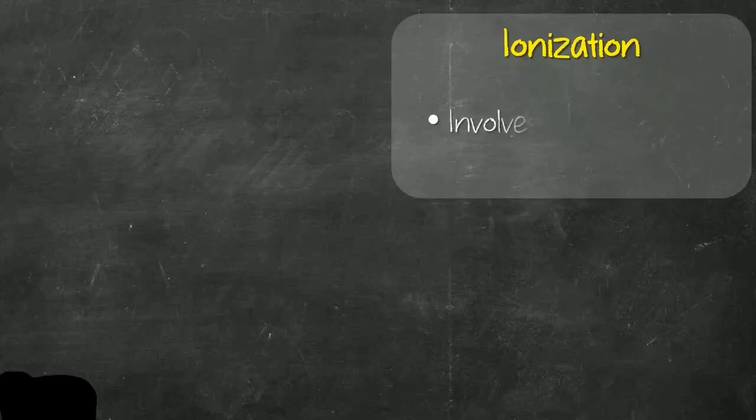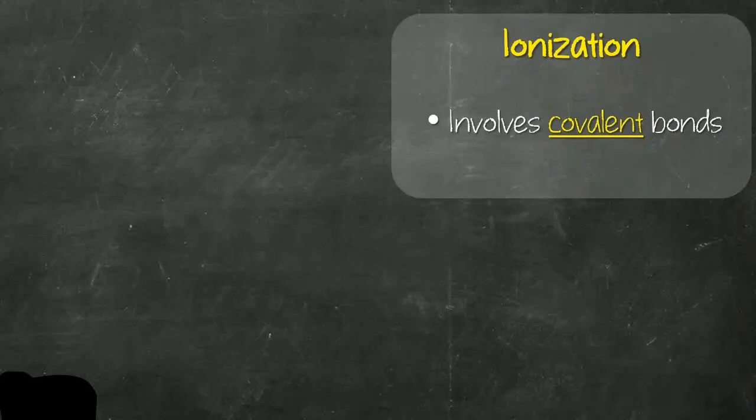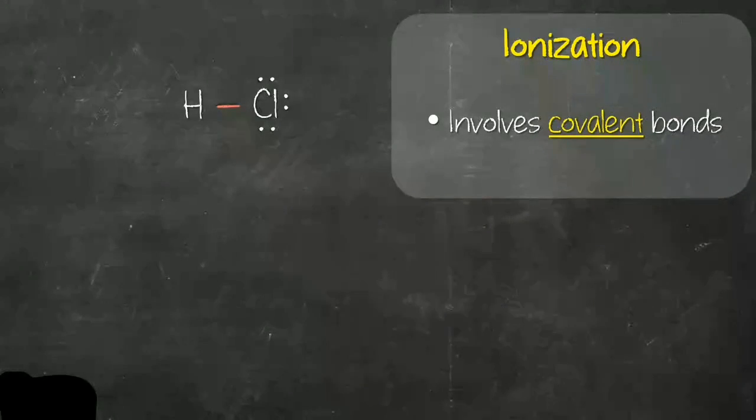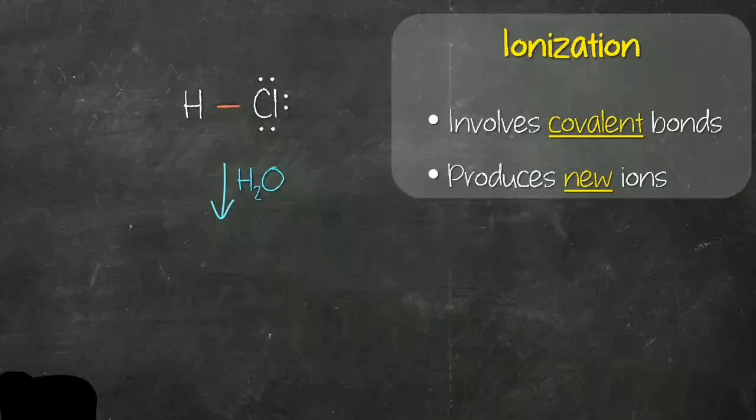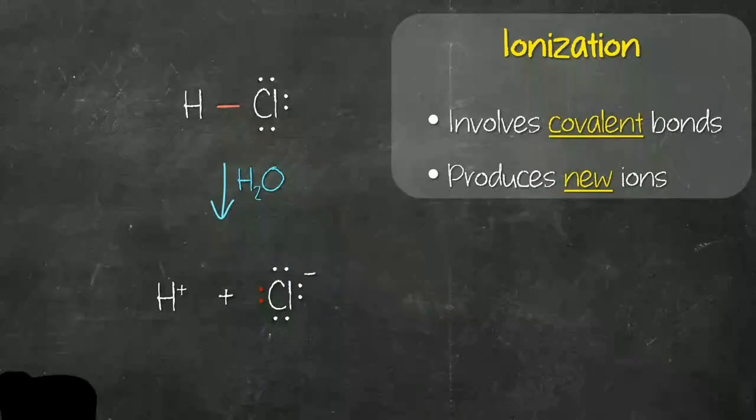Ionization, on the other hand, involves covalent bond. Take hydrochloric acid for example. It's a covalent compound where the atoms are connected through a covalent bond, meaning the electrons between the hydrogen and chlorine are shared. However, when it's placed in water, the covalent bond between H and Cl in hydrochloric acid will break to produce new ions, which are hydrogen ion H+, which is also called proton, and chloride ions Cl-. These ions did not exist prior to ionization.